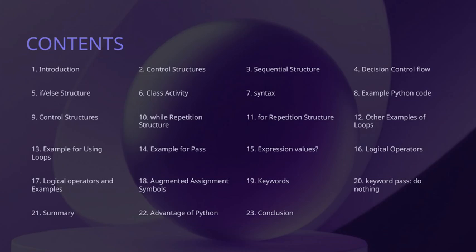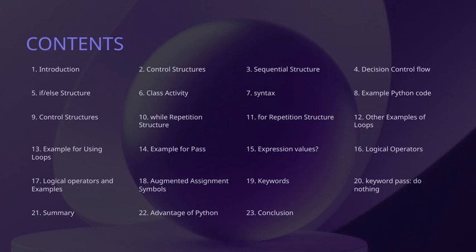We'll dive into specific types of loops, like the while repetition structure, and for loops, with practical examples. Logical operators and their use in making decisions will be covered extensively, including how they combine conditions, with real-world examples. We'll also look at the pass statement, a simple but useful way to do nothing when needed, which might seem trivial but can be quite handy. Throughout the presentation, you'll see various code examples that illustrate these concepts in action, helping you understand how to implement them in Python. We'll also discuss the advantages of Python as a language, especially its readability and simplicity.